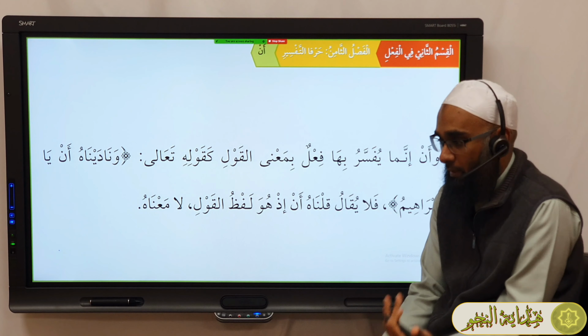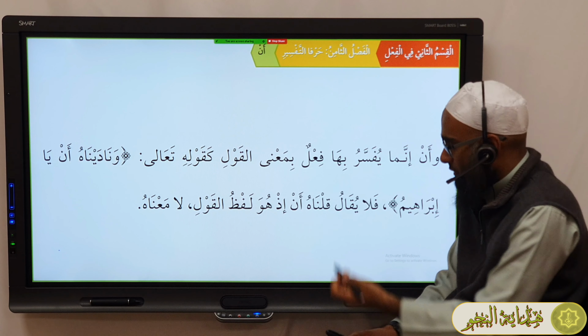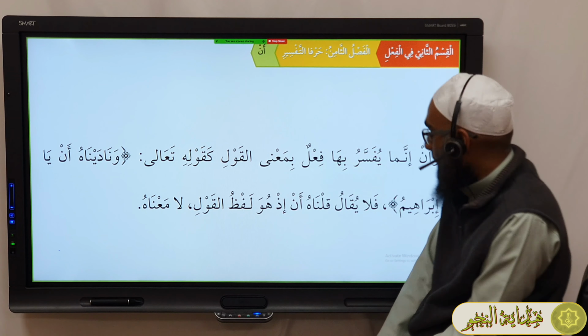But you cannot bring an tafsiriyya when you have the root letters qaf, waw, lam. Whether it's madhi, mudari, amr, you can't have an then. So you can't say qulna, qulnahu, an. So basically saying here, nadaynahu an ya Ibrahim. This is a verb. This is ma'na al-qawl. It has a meaning of to say, to quote, duna lafdhihi. The word qawala, qaf, waw, lam, that ishtiqaq is not being used.